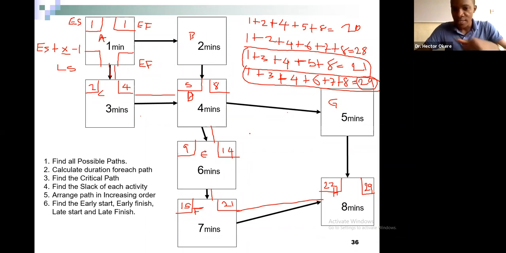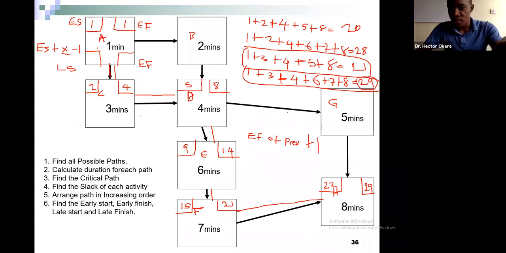Your early start is the early finish of the previous activity plus 1. So this is the first activity. Obviously, let's say it is 0, right? Plus 1 becomes 1, right? Okay, so we'll get to how you calculate the early finish.